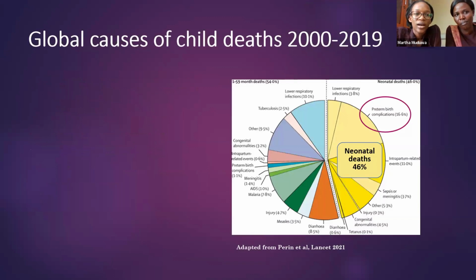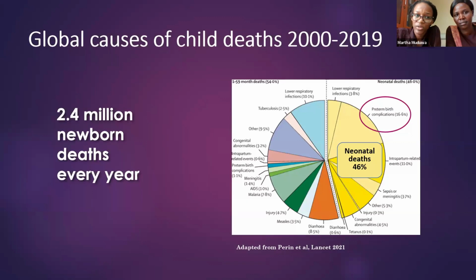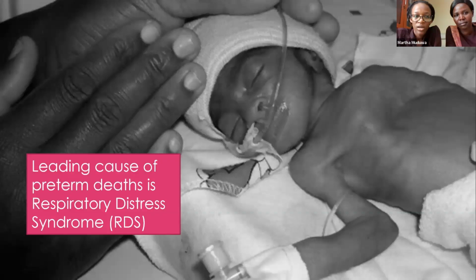Okay, so just for a clear picture, globally, neonatal deaths account to about half of deaths under 5, and of those deaths, which is about 2.4 million newborn deaths every year, the majority are in preterms, and they're due to preterm complications. To note is that respiratory distress syndrome, which we're looking at today, is the leading cause of preterm deaths.